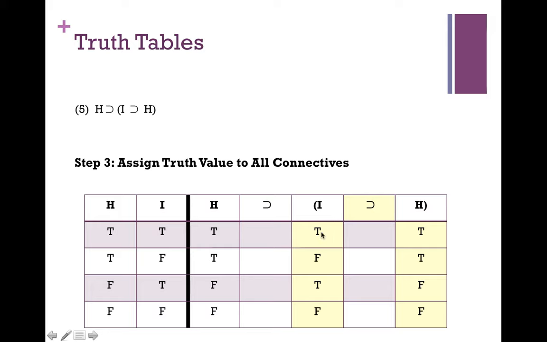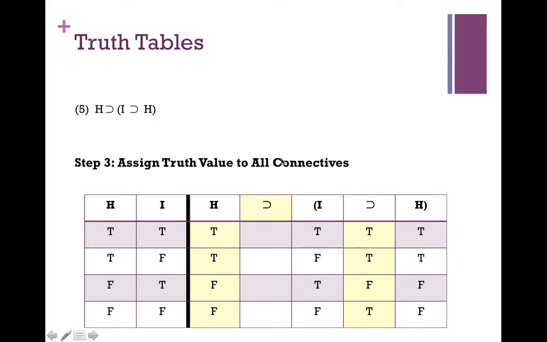So let's look here. The antecedent here is true. The consequent is false, so it's true. The antecedent is false. The consequent is true, so it's true. The antecedent is true, but the consequent is false. So in this row, it's going to be false. And down here, the antecedent is false, and the consequent is false. So this is going to be true. And I'll go ahead and fill those in for you so you can see, but because the antecedent is true and the consequent is true, it's true, true. This is the only one that's false, and then down here is true.